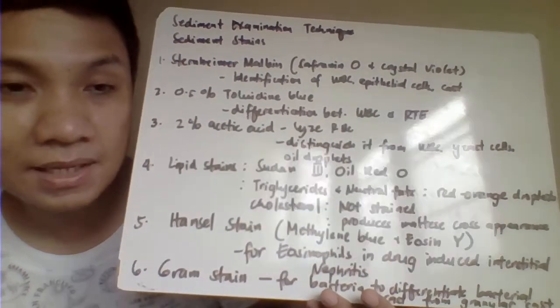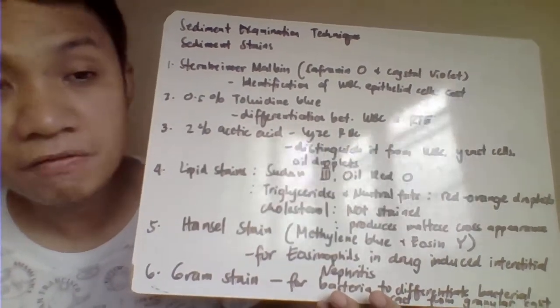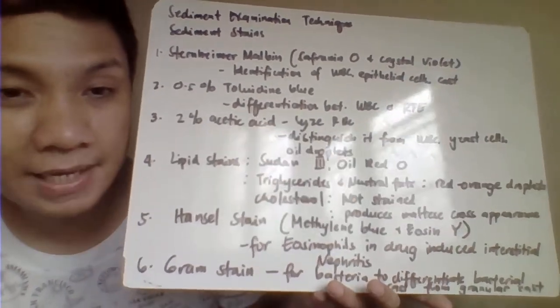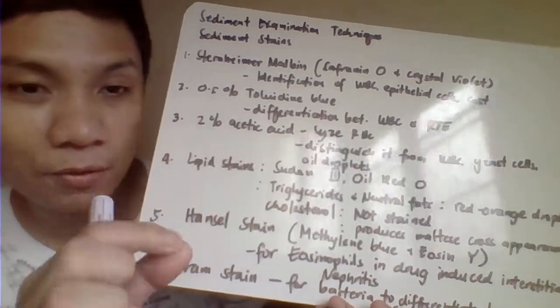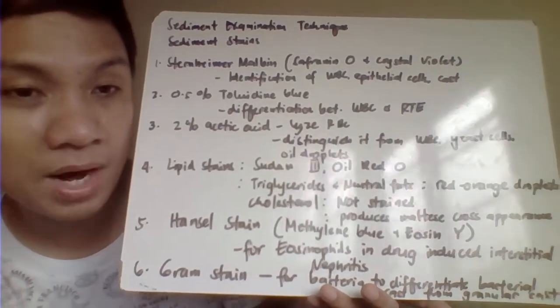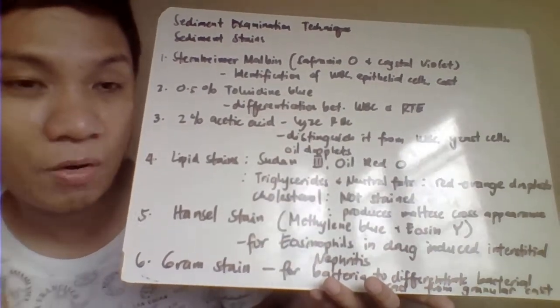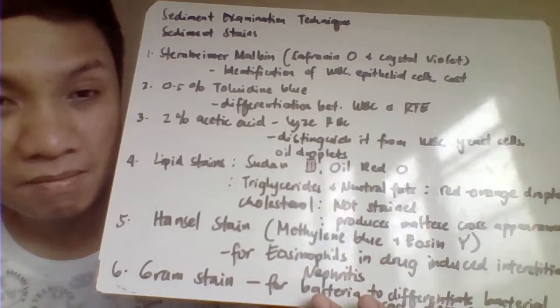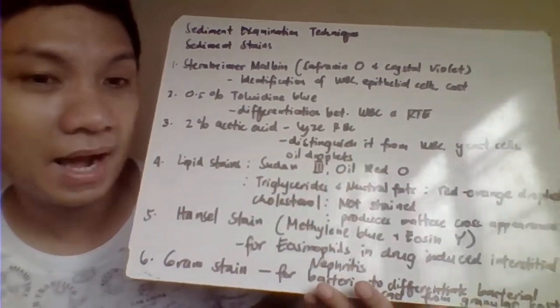So, ginagamit natin ang acetic acid if you are having a confusion kung ang nakikita ba natin under the microscope na mga bilog-bilog ay RBC ba siya? Is that a WBC? Is that your yeast cells? Is that your oil droplets? Is that your air bubbles? So, mag-a-add tayo ng acetic acid.